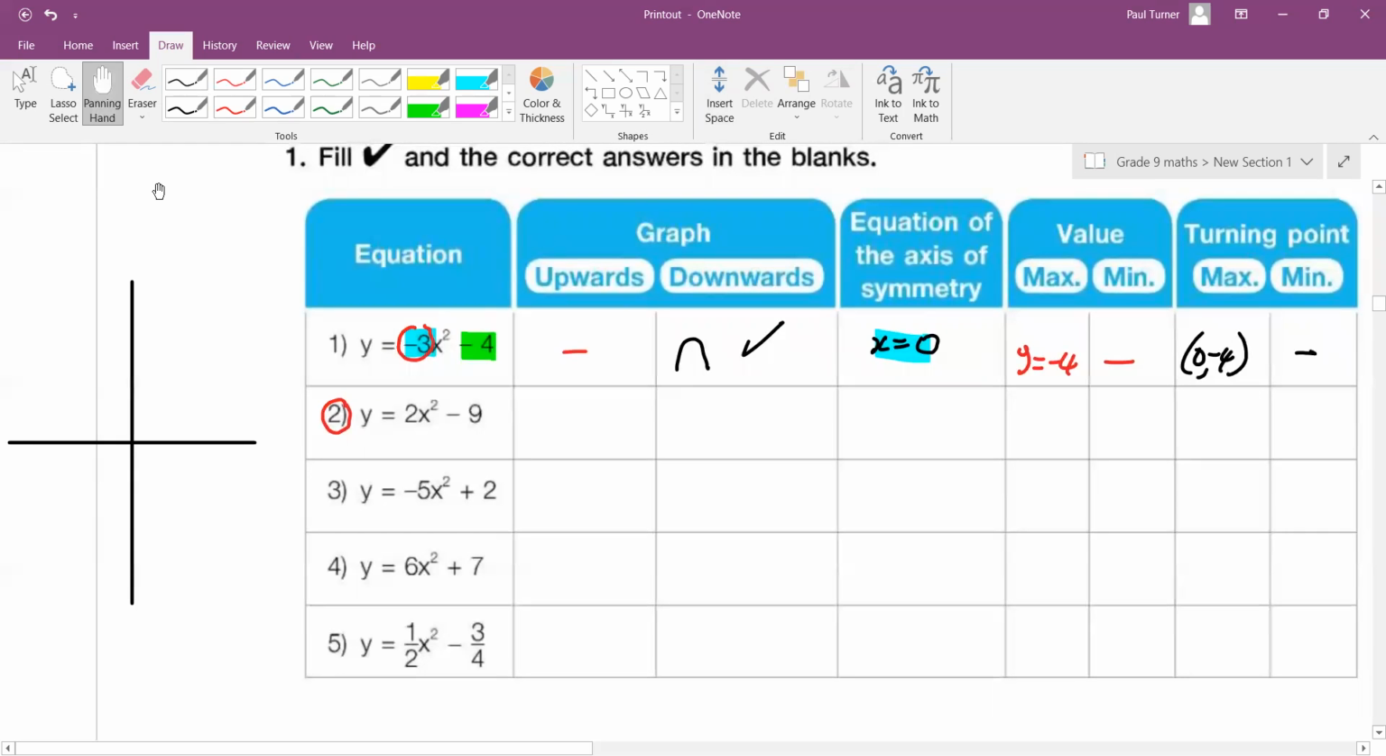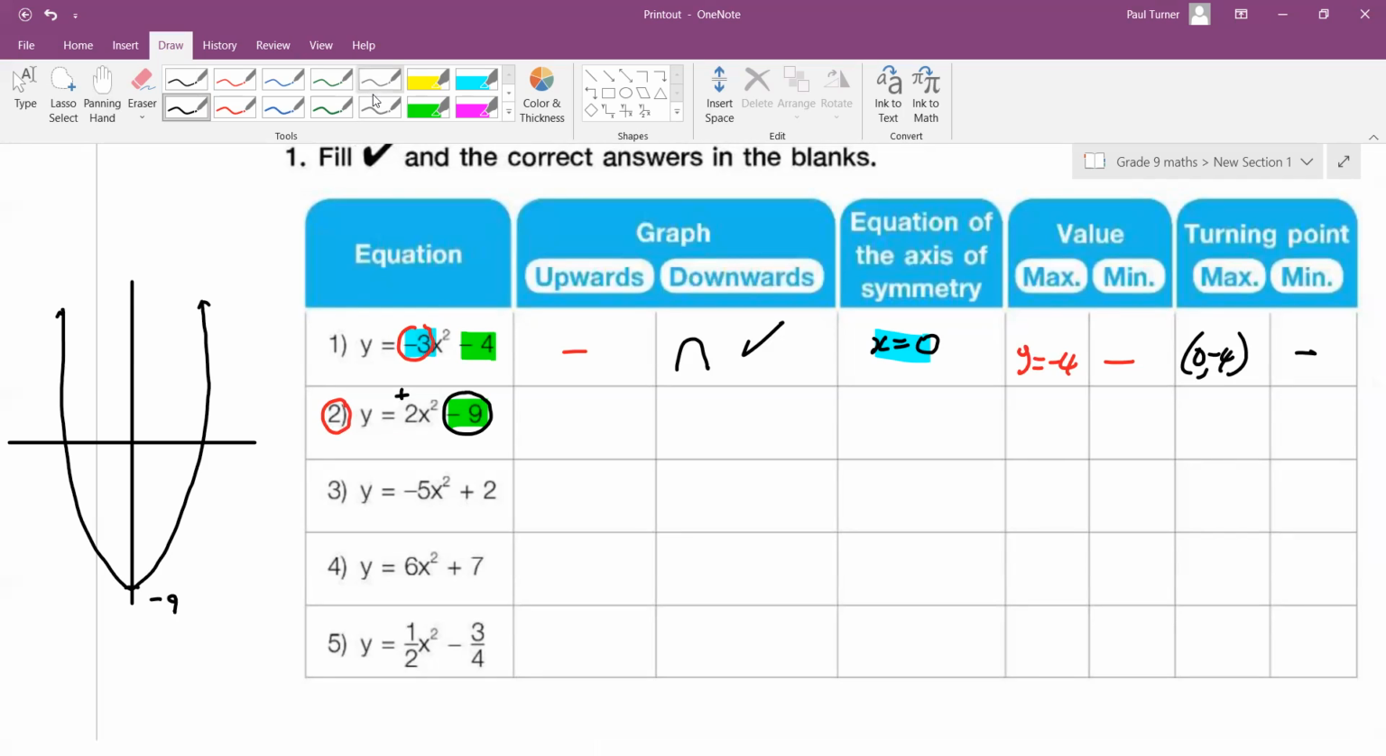Okay, for question 2, you can look at the last number, which is -9. So that's going to give you your y-intercept, which is way down here. -9, that's this point here. And 2 is positive, so the graph will open upwards. So then we just draw it something like that. Okay, so that's basically what that looks like.